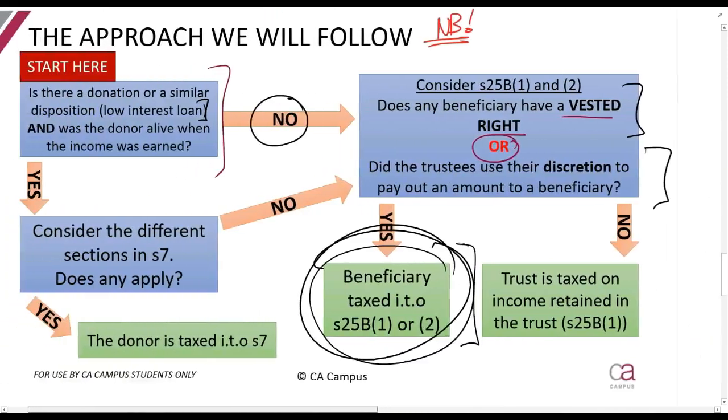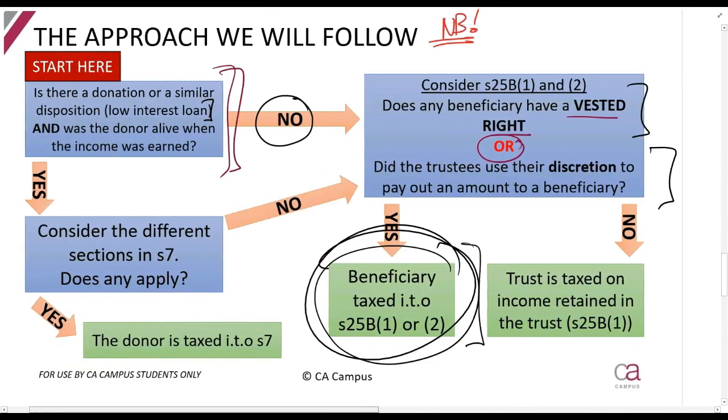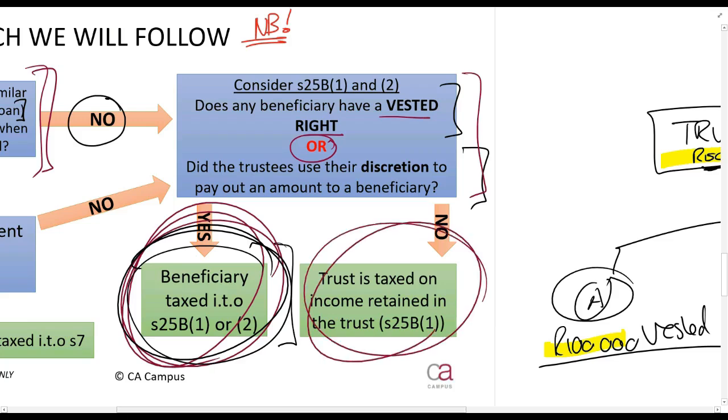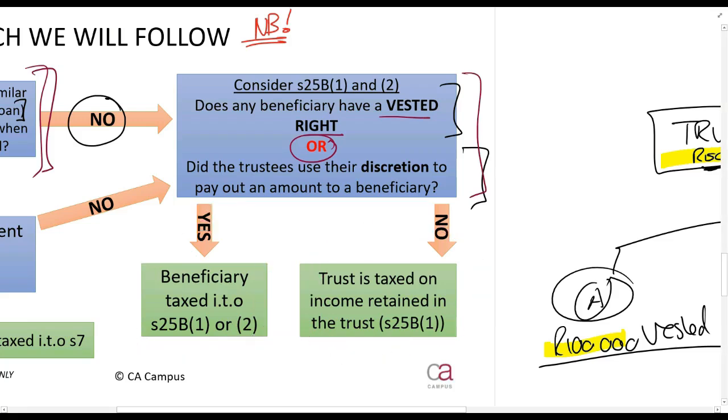So, this is the question we ask. Was there a donation? Is the donor alive? No. Who has a vested right or who received the payment? That is the person who will be taxed. If it was not paid out, then the trust is taxed.